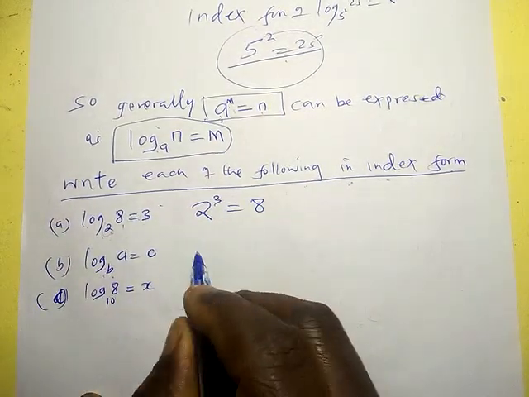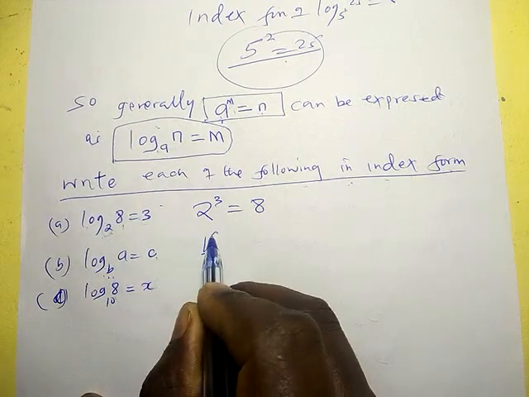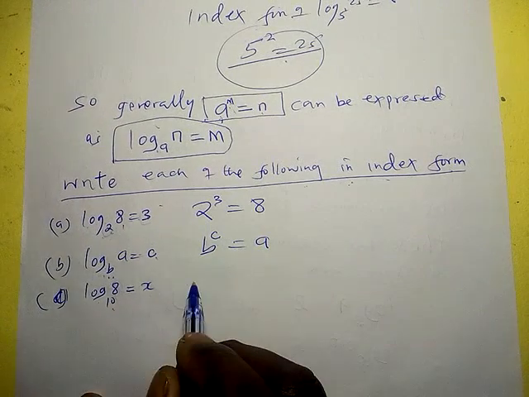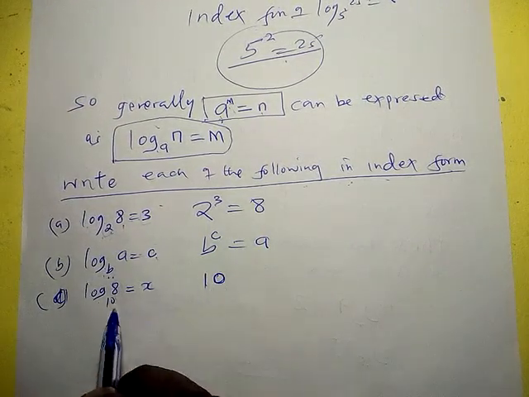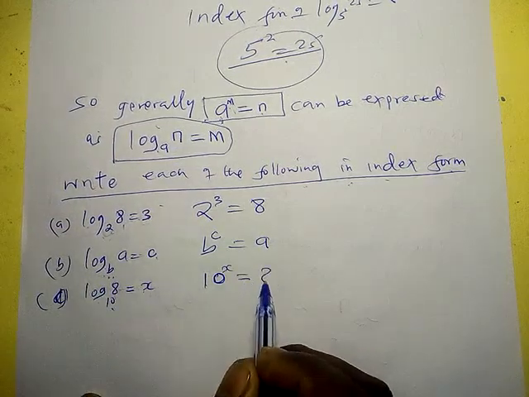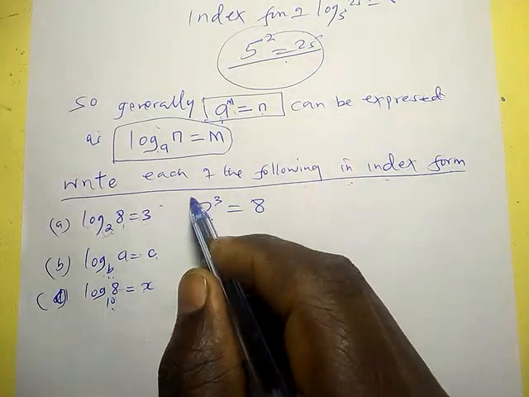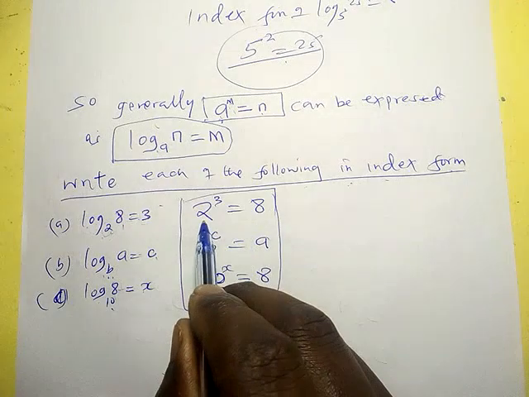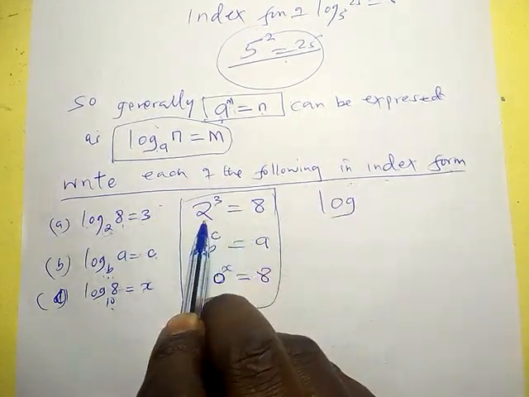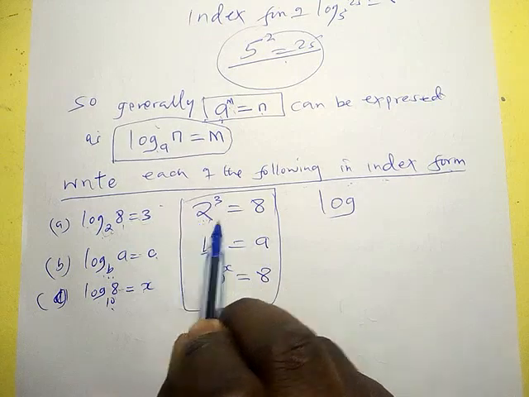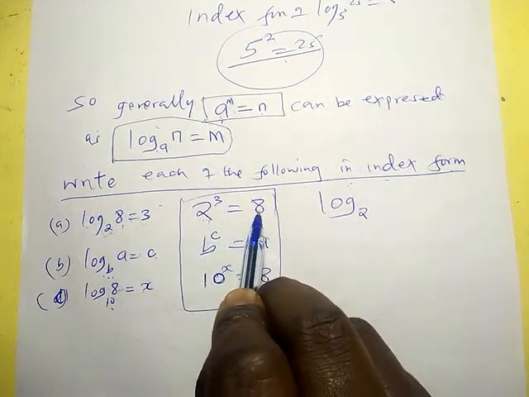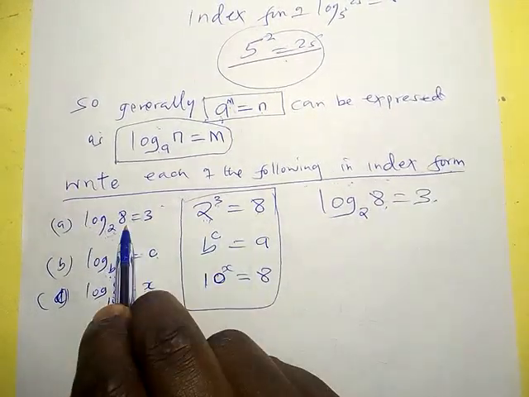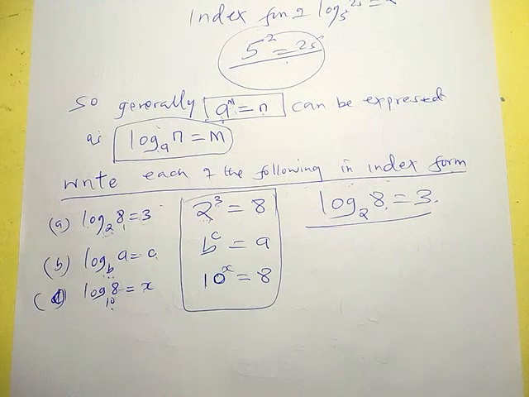This one is log b. So b is the base, c is the power, and a is the answer. This is a log to base 10, the base is 10, the power is x, the answer is 8. So I can ask you to write this one into logarithmic form. This one is the base, you just write log, the base here is 2, log of 8, the answer here, the power, is equal to 3. So you come back to what we have done there. It is a simple start.